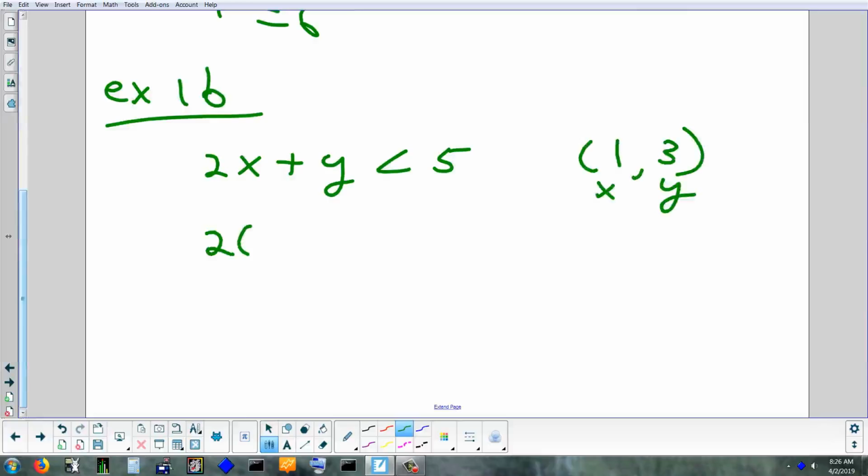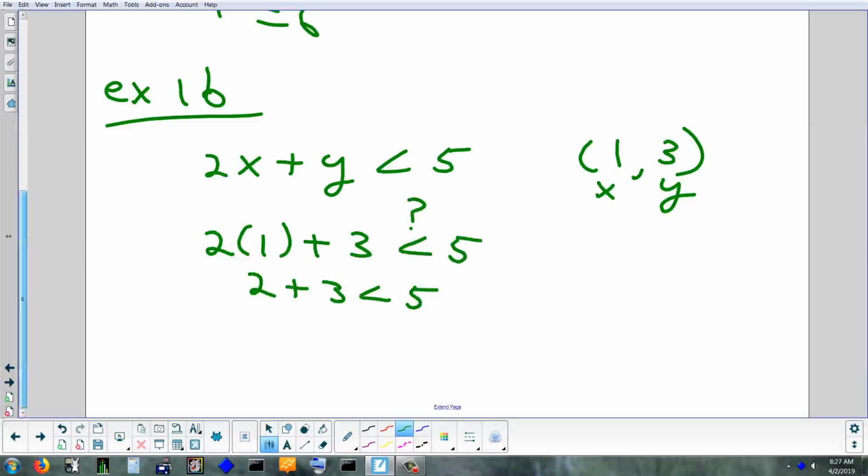So 2 times, what am I going to put in those parentheses? 1. Plus, what's going to go after the plus sign? 3. What else do I need to just copy down? Yep, less than 5. This is what we're going to figure out if it's true. Two calculations. What's 2 times 1? 2. So we got 2. I'm just going to copy everything else down. 2 plus 3? 5.